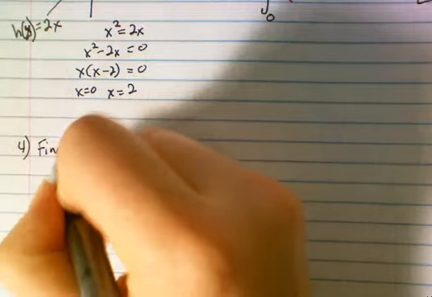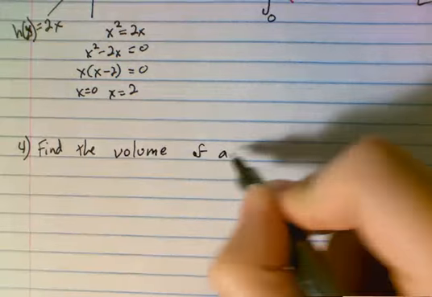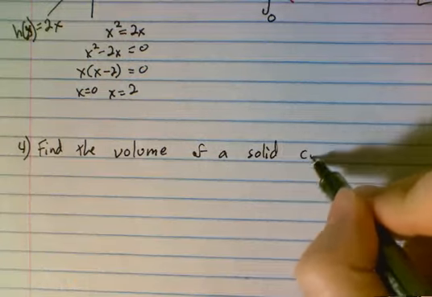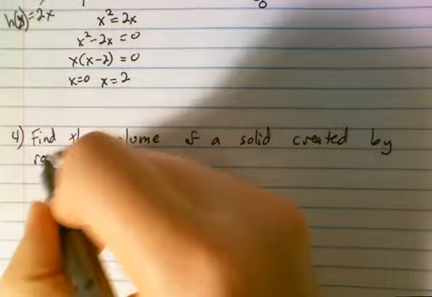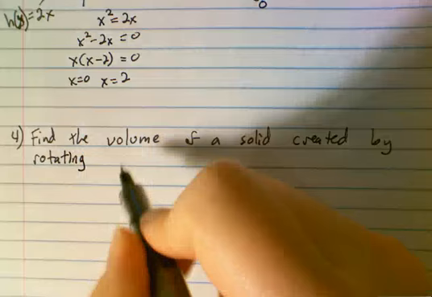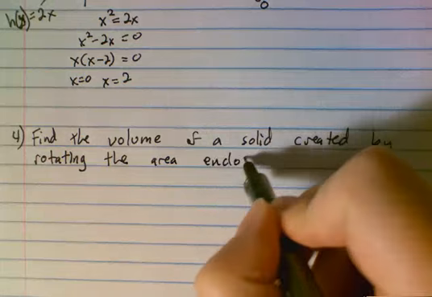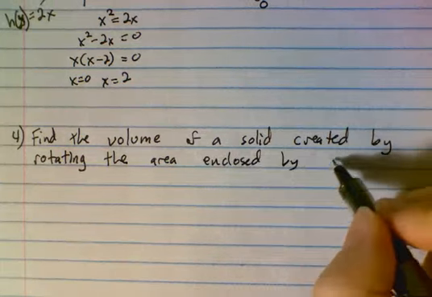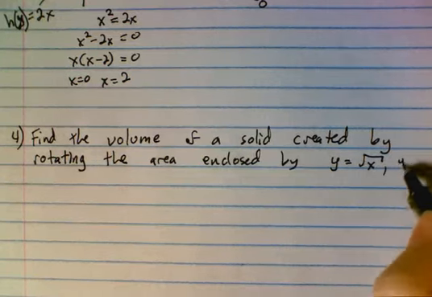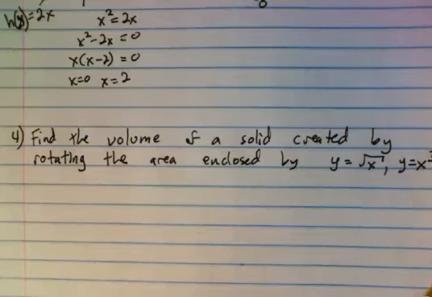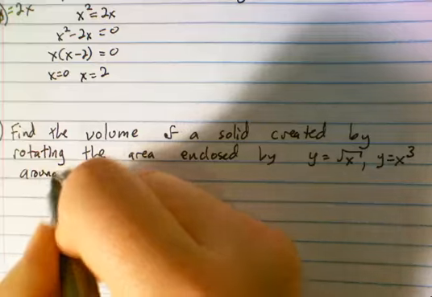we're going to find the volume of a solid created by rotating the area enclosed by y equals the square root of x, y equals x cubed. We're going to rotate that around the y-axis.